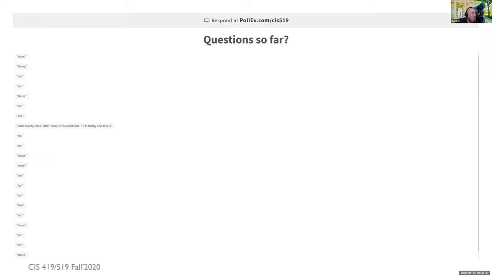What exactly does label mean in labeled data? So let's take the badges example. In the badges, we gave you pairs. Each example was a pair. There was a name, and there was a positive or negative, plus or minus. The plus or minus is the label. It tells me whether this name is a positive example or a negative example. Does that answer the question?